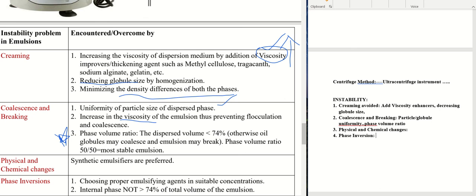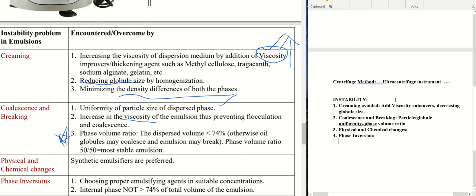But if the particular formulation demands more internal phase, we should make sure that the internal phase is not more than 74%. If that happens, then your internal phase is no more an internal phase. It turns out to be the external phase. So these are the reasons and the proper ways to counter the instability problems that occur during emulsion formulations.